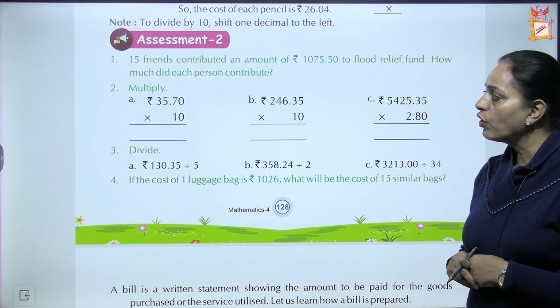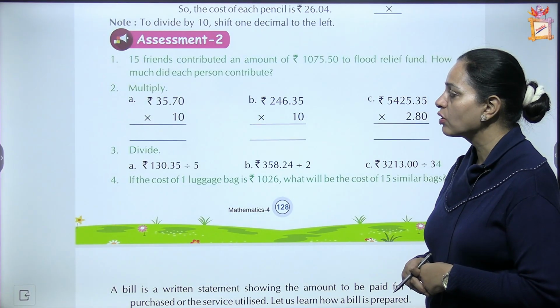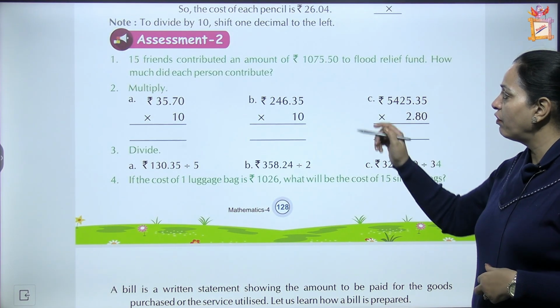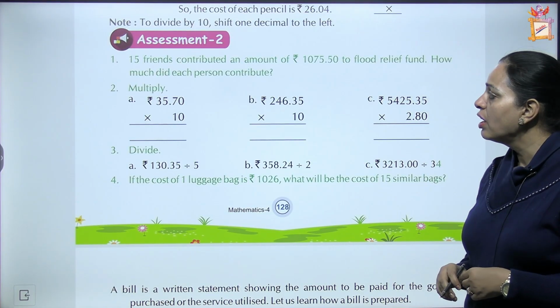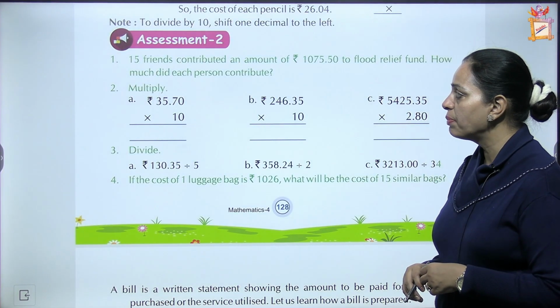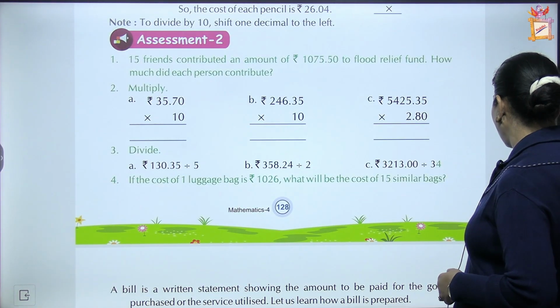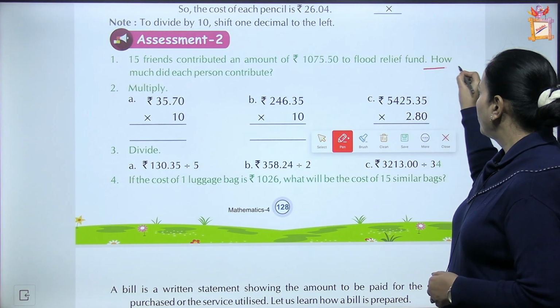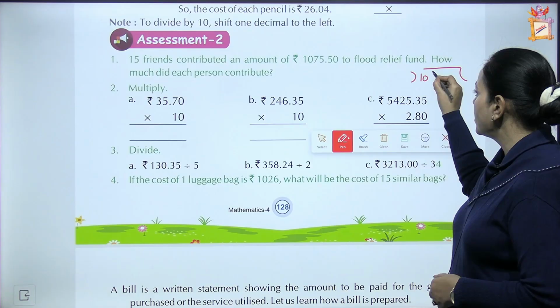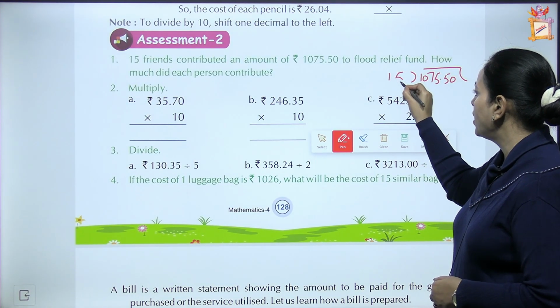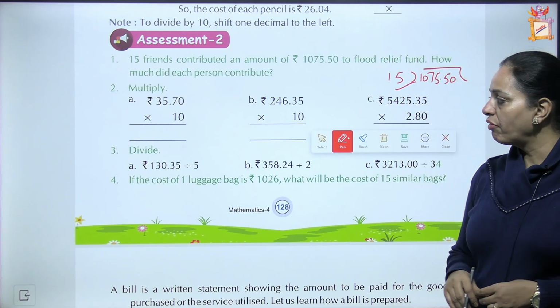Now assessment 2, first question: 15 friends contributed an amount of rupees 1075 and 50 paise to flood relief fund. How much did each person contribute? So what to do? We have to divide rupees 1075 and 50 paise by 15. Okay, you can try this.